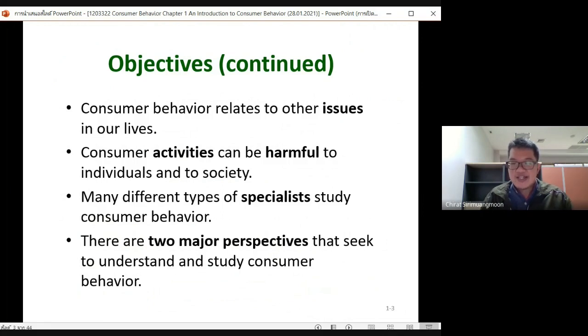Another thing that we're going to do in this first chapter is I'm going to let you know there are two major perspectives for studying consumer behavior. One side believes that using science and rational concepts is going to be the best. But the other side thinks that when you want to know about consumer behavior, you need to focus on feeling, on emotion, not just rational thinking. I'm going to explain more at the end of this class.